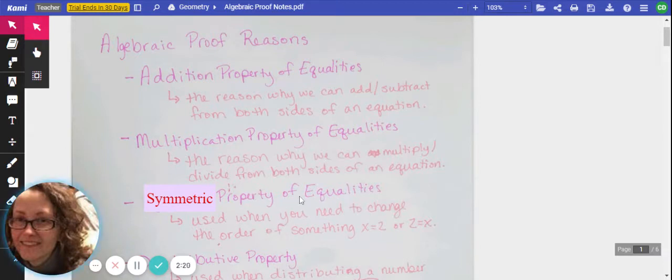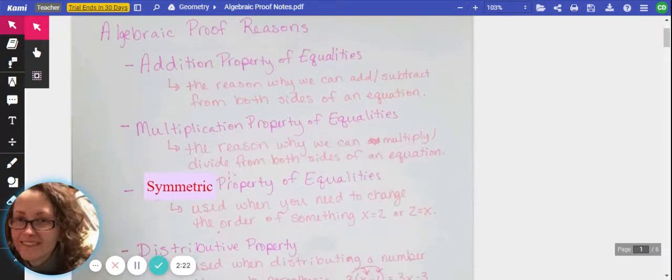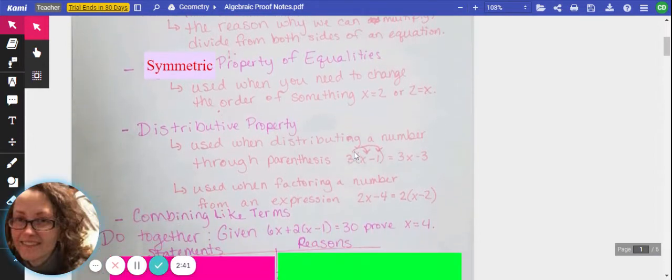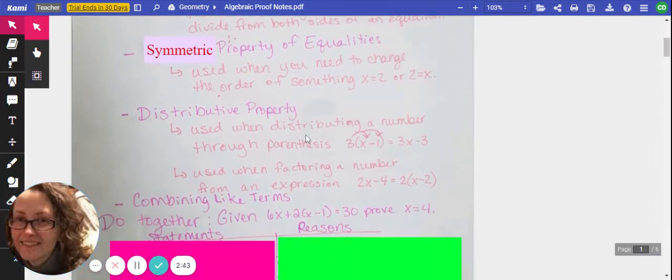And then we have the symmetric property of equalities, used when you need to change the order of something, like x equals 2 or 2 equals x. If I need to flip something around from x equals 2 to 2 equals x, or vice versa, I can use the symmetric property of equalities to do that, because those mean the same thing.